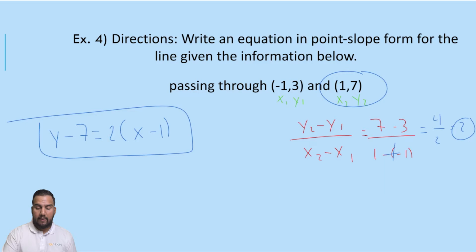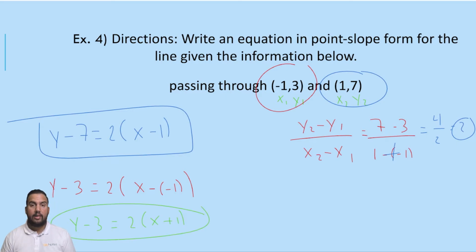Now, what would my answer be if I wrote the other point, negative 1, 3? It'd be this. Y minus y1, which is y minus 3, equals my slope, which is not going to change. It's still 2. X minus, and I have to be careful, negative 1. So what happens with the 2 negatives? They become a positive. So what's my final answer? It's y minus 3 is equal to 2x plus 1. And that's it. I'm done. That's my answer. Okay? So either form, what's in blue or what's in green, is going to be an adequate answer for your point slope form.